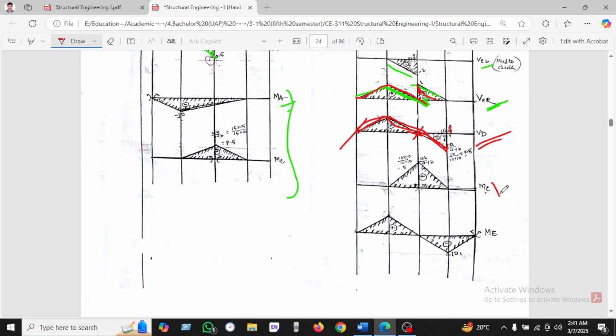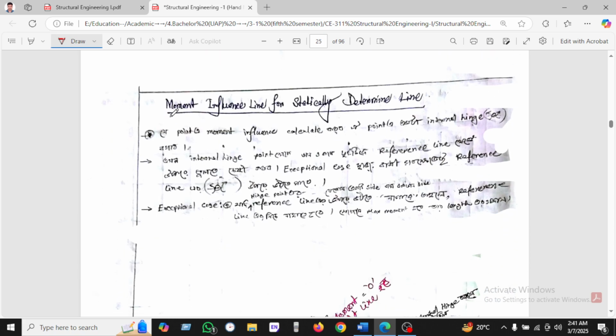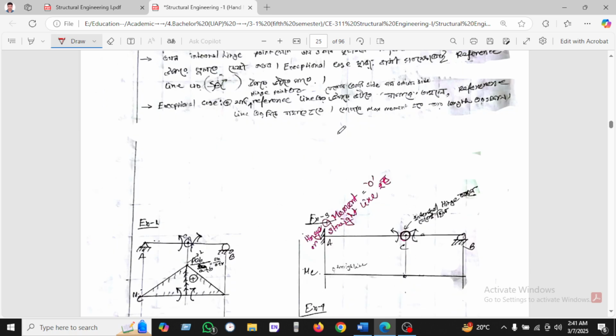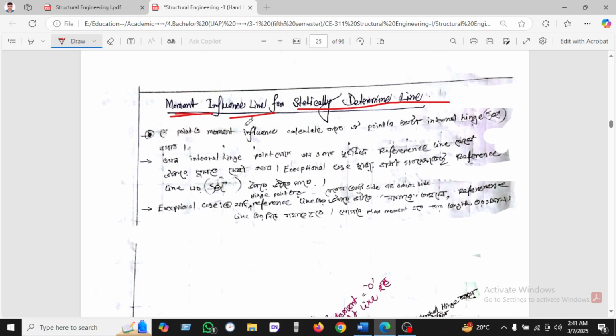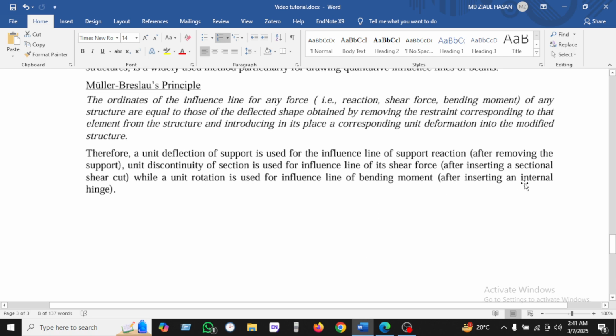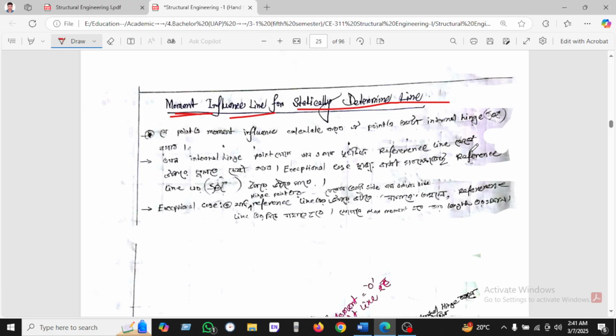And MC and MU we will say later how to calculate. So here is the MC, how will we calculate the moment influence line of the statically determinate structure? Okay, how do we get it? We can see the Müller-Breslau principle. Here is the thing, inserting internal hinges. Where we are calculating the moment, we use inserting internal hinges.